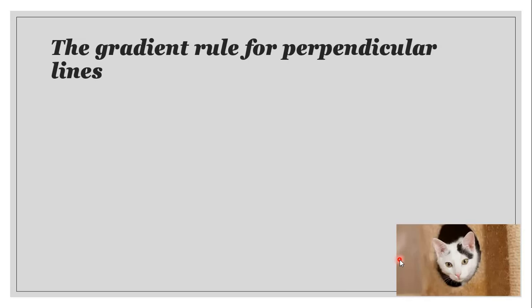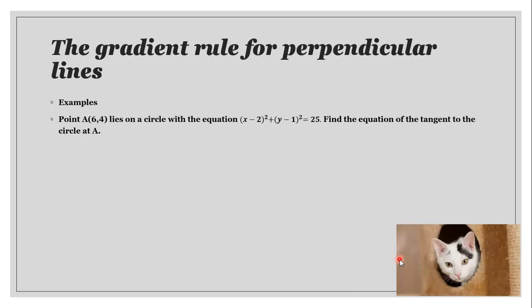The gradient rule for perpendicular lines. So it's easier to just go straight in with an example for this one. Point A at 6, 4 lies on a circle with equation x minus 2 squared plus y minus 1 squared equals 25. Find the equation of the tangent to the circle at A. So the equation of the radius at A, so from the centre to A, has a gradient m equals 4 minus 1 over 6 minus 2, which is 3/4.